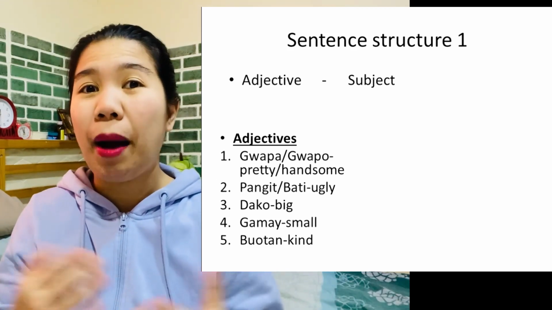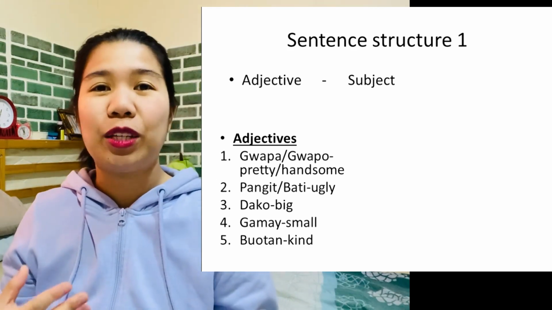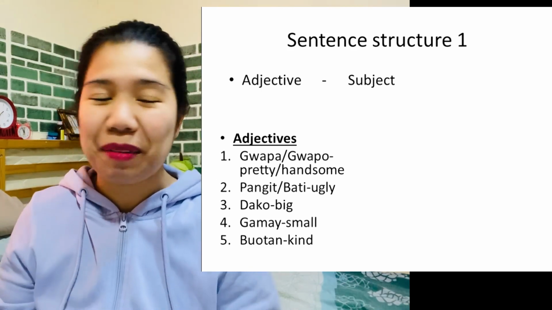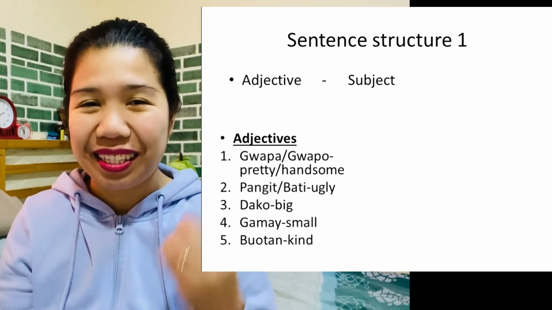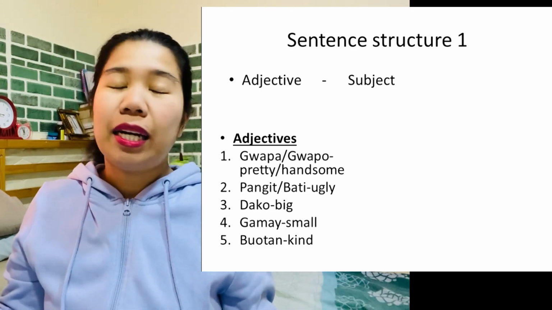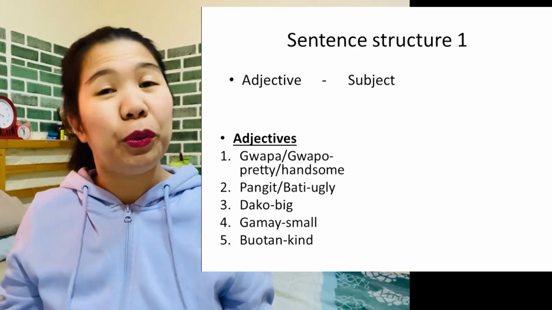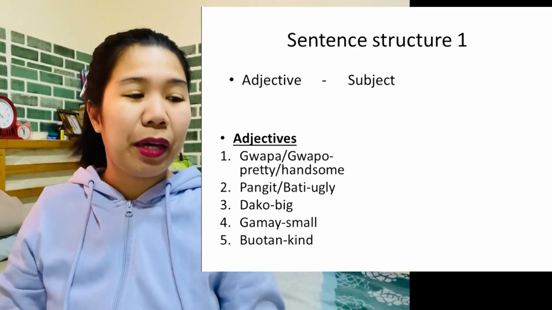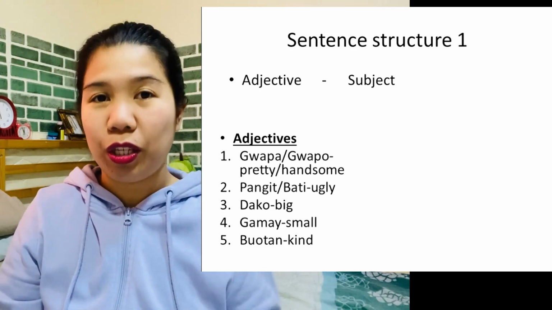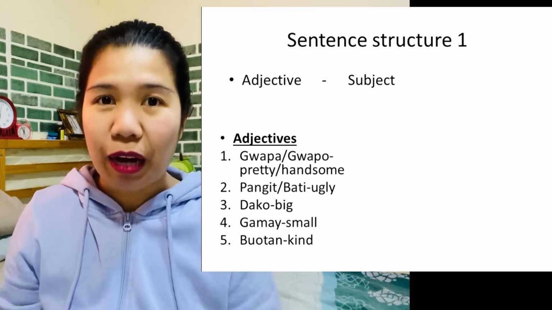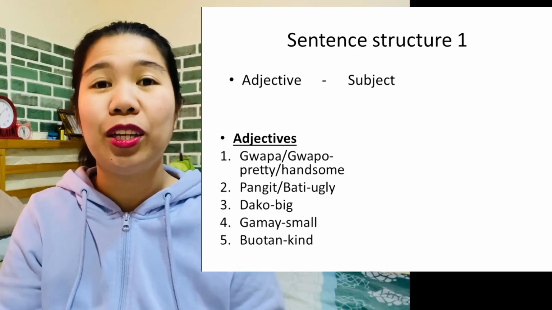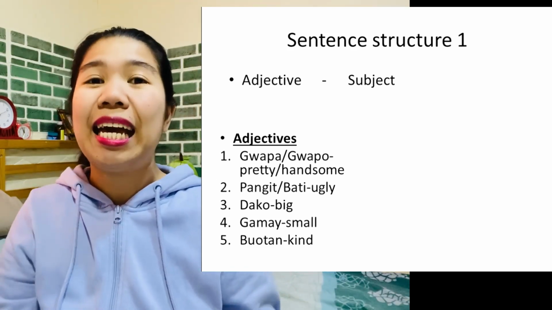We have number 1, guapa, meaning pretty or beautiful, and then guapo means handsome. Pangit or bati, it's pronounced as bati, okay? Pangit or bati means ugly. And then dako means big. Gamay means small. And buutan means kind. By the way, pangit or bati, which means ugly, the only difference is pangit is usually used in the Davao area. Although in Davao, we understand the word bati as well. But the word bati, which means ugly, is commonly used in the Visayas area, particularly in Cebu.